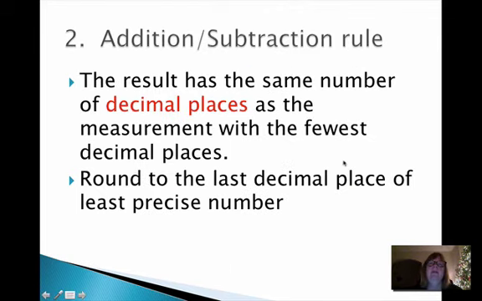The addition and subtraction rule is a little bit different. You have to look at decimal places. The result has the same number of decimal places as the measurement with the fewest decimal places, and you will round to the last decimal place of the least precise number.